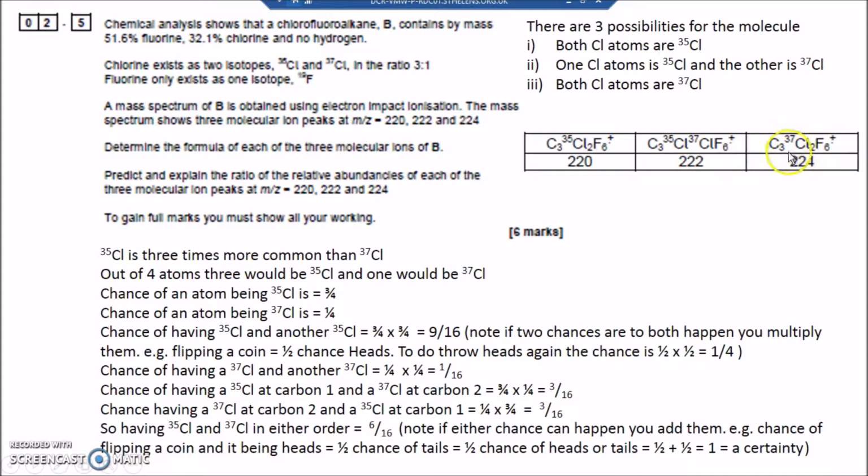What's the chance of getting two 37s then? Well, there's a 1/4 chance of getting one 37, another 1/4 chance of getting a second 37. 1/4 times 1/4 is 1/16, and the remainder then is that.